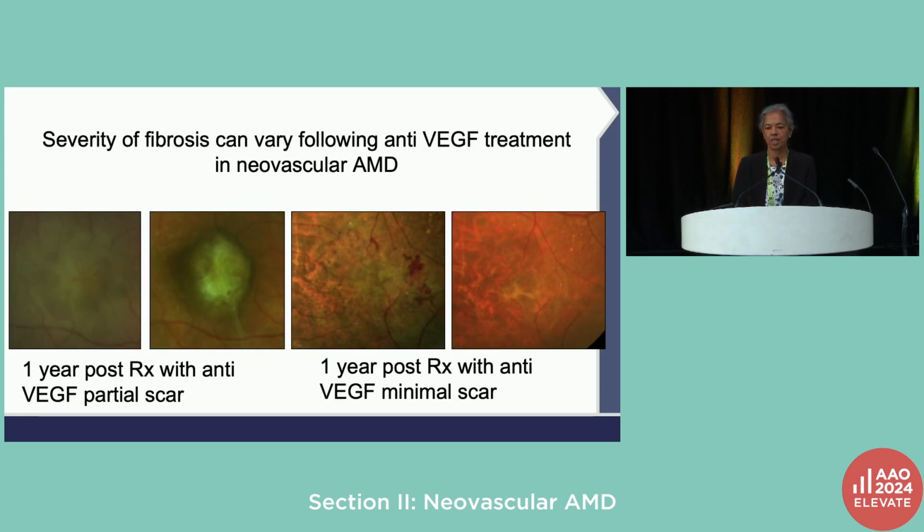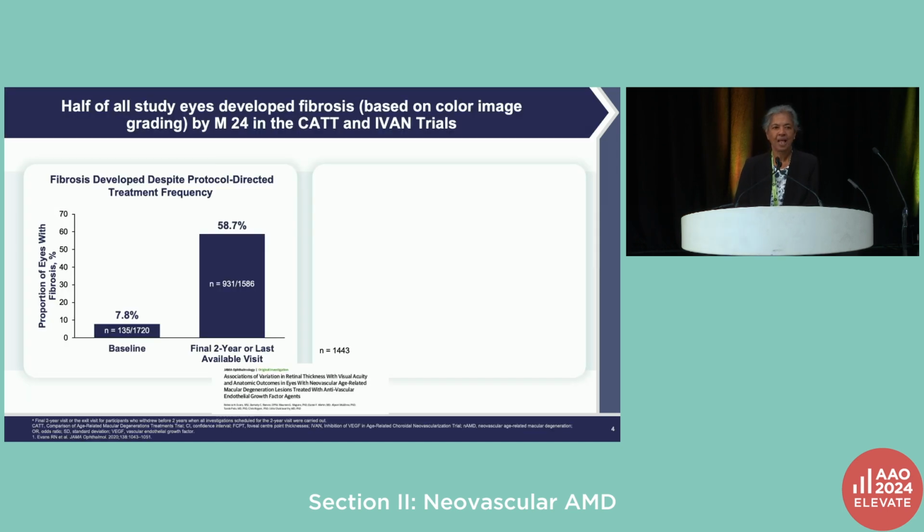So I think all of you in the audience would agree that the second panel shown on the left on your side is a case where there's macular fibrosis, very obvious, very prolific. However, after the introduction of anti-VEGF, you can see that there are cases which have very subtle, almost undetectable fibrosis. And this can confound our detection in terms of reporting the prevalence and incidence. And in the IVAN and CATT meta-analysis, which was performed, we observed that fibrosis did develop despite protocol-directed treatment frequencies. And this was based on color image grading.